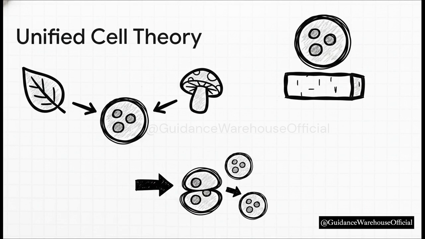It relies on three fundamental pillars. Number one, one or more cells comprise all living things. Number two, the cell is the most basic unit of life. And number three, new cells arise only from existing cells. These three simple rules form the absolute bedrock of modern biological science. They prove that every single living thing on Earth is united by the exact same cellular architecture.